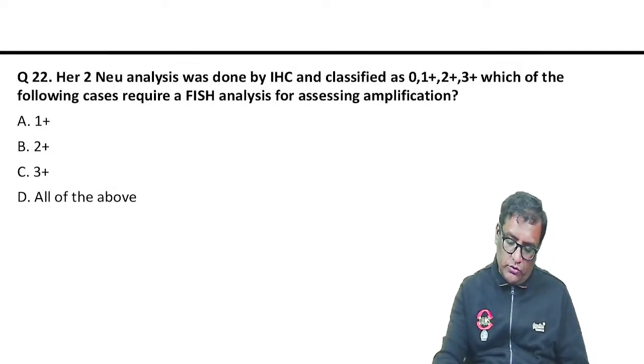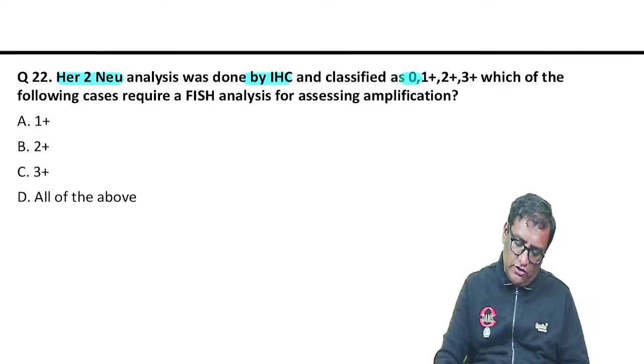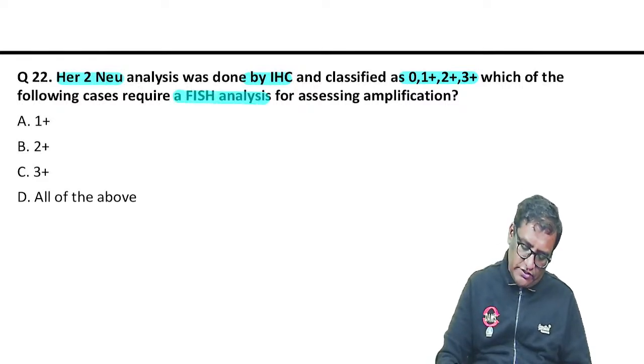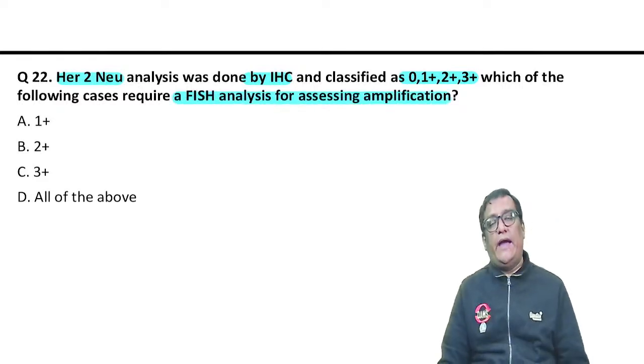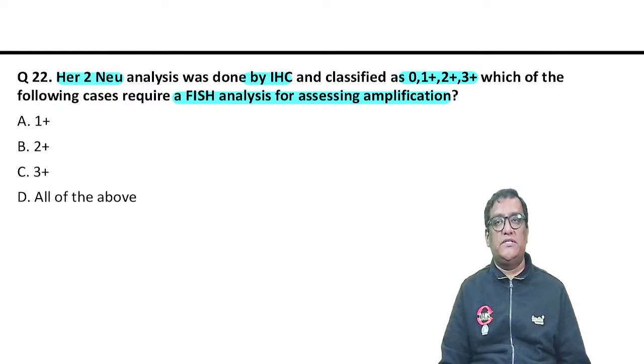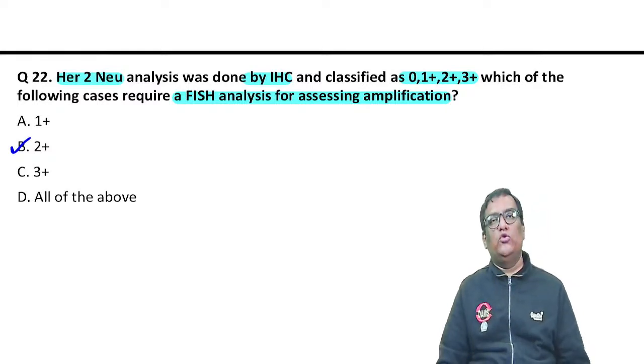Okay, another such question came previously in exam. HER2/neu analysis was done by IHC and classified as 0, 1 plus, 2 plus, 3 plus. Which of the following cases require FISH analysis for assessing amplification? So, HER2/neu analysis on IHC 0, 1 plus, 2 plus and 3 plus. FISH analysis is required for which one? Answer option B, 2 plus.